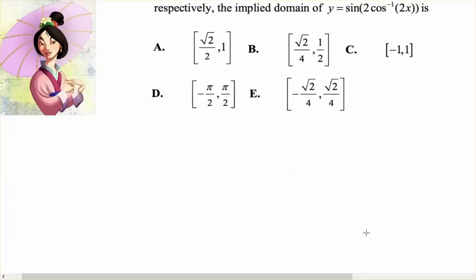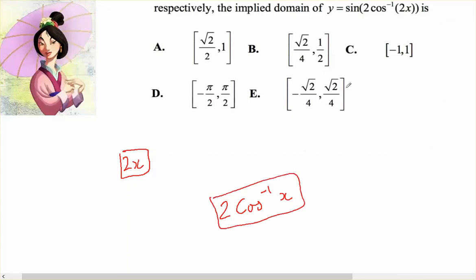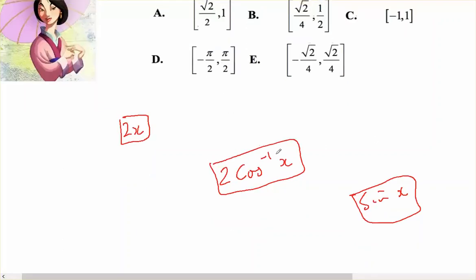Okay, so it's going to go through a few things. It's going to go through 2x first. After it comes out of the 2x, it's going to go in through the 2 inverse cos of x. And after it comes out of it, it's going to go in through a sine of x. Okay, so the things that would normally go into an inverse cosine is -1 to 1.